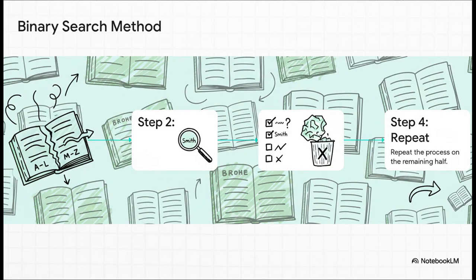So how does this work in practice? Okay, forget starting at page 1. You grab that phone book and you rip it open right to the exact middle. Let's say you land in the M's. If you're looking for Smith, you instantly know it has to be in the second half of the book, right? You can literally throw away the entire first half, from A all the way to M. Then, you just do the exact same thing on the much smaller section that's left.